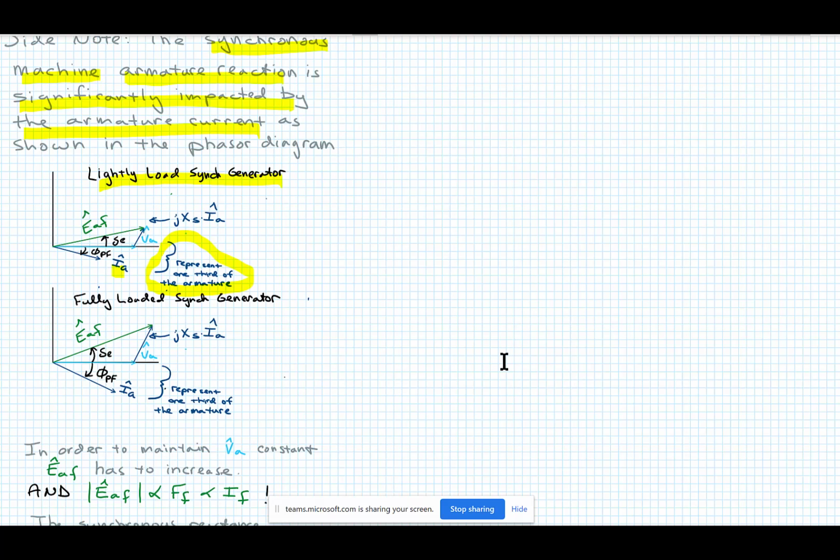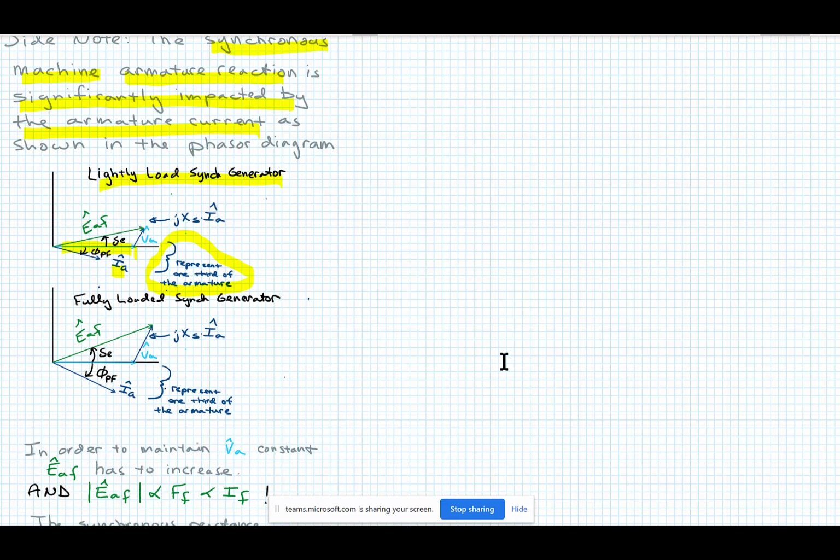And you have the armature voltage. So if it's a generator, you're trying to keep a constant voltage. You're trying to keep this phasor here, which I've highlighted, constant in a generator. And you've got to essentially have a field control to do that, regardless of the load.